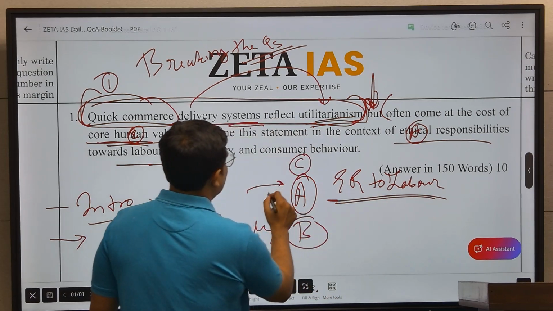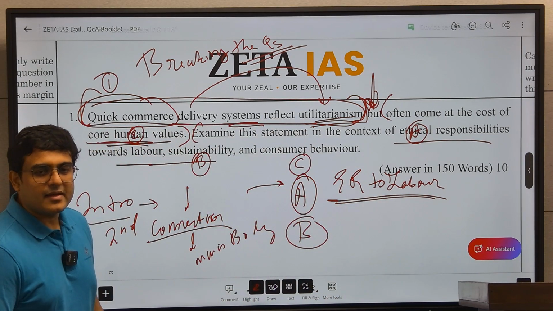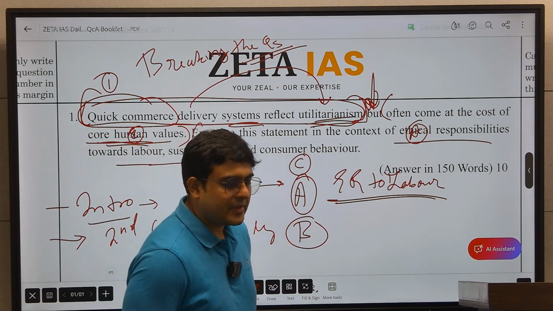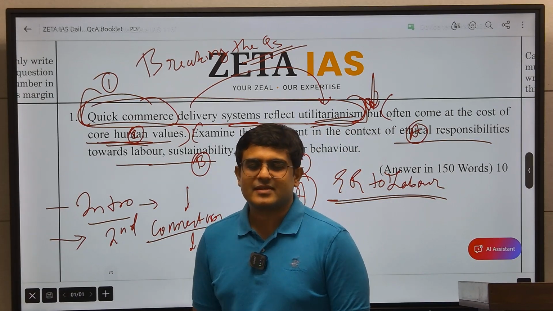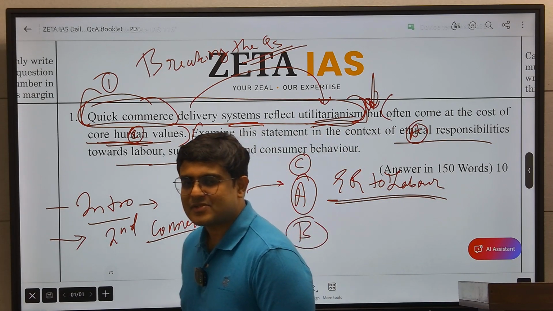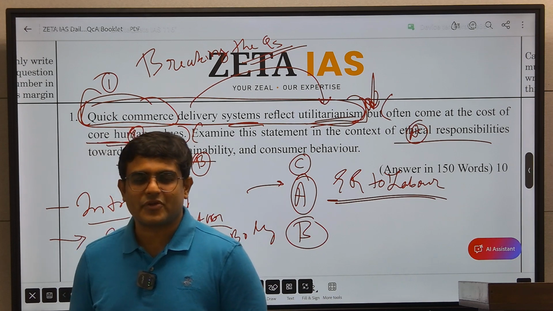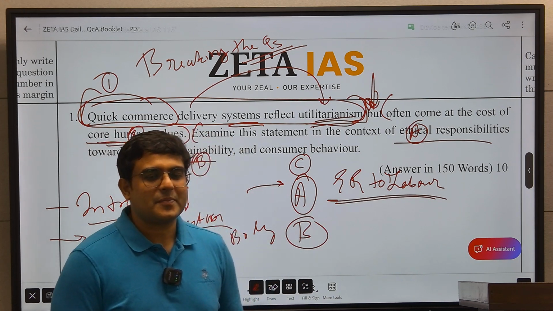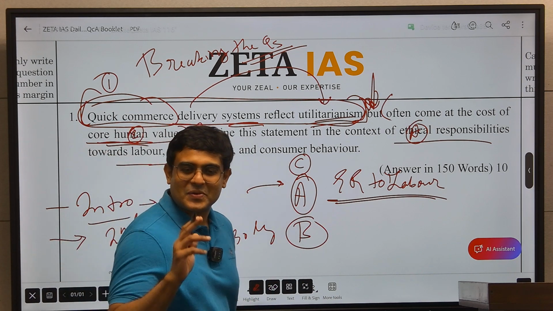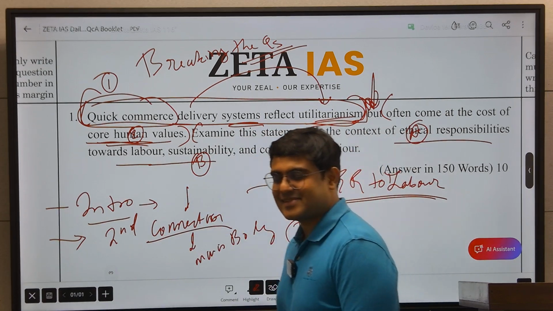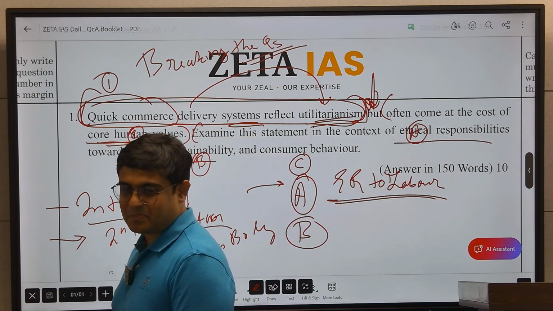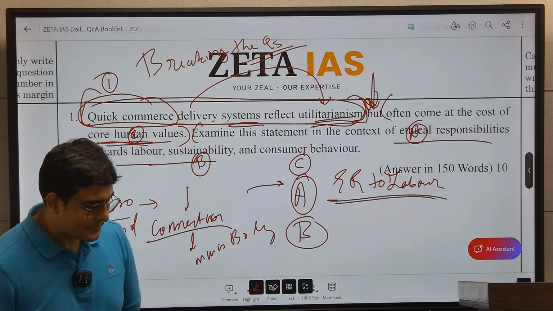So here you can also add this: the delivery partners are being treated as a means to an end rather than an end in itself. So it violates the Kantian philosophy of deontology. It may promote utilitarianism but not deontology. Even Gandhiji also emphasized on means equal to ends.